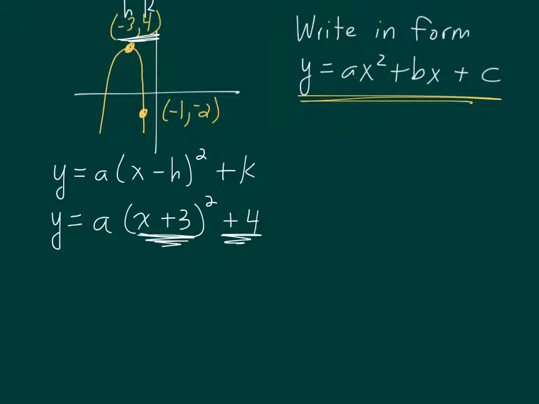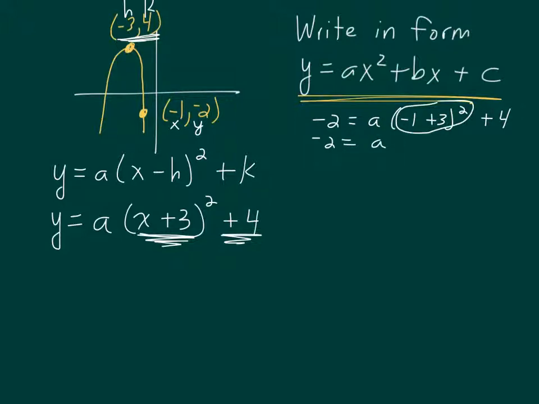So to do that, just like before, we're going to use this additional point as an x and a y. We're then going to be able to solve for a. So if we substitute in, we would have -2, that's the y value, equals a times the x value, -1 plus 3 quantity squared plus 4.